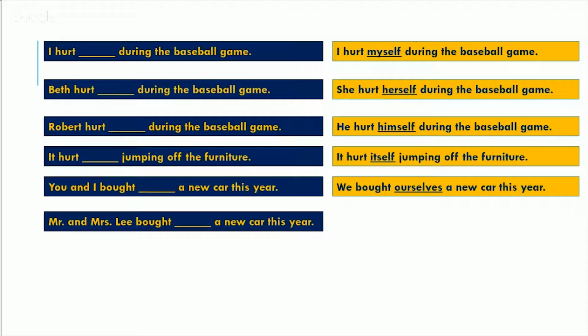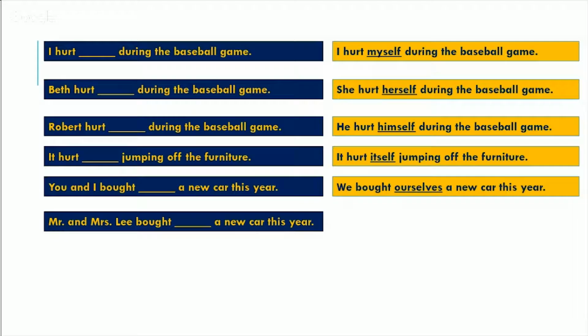Okay. You and I bought blank a new car this year. Katia has an answer for us. Capital W, good. Elena, good. We bought ourselves a new car this year. Nosotros no compramos un carro nuevo este año. Don't forget the period at the end. Very good.